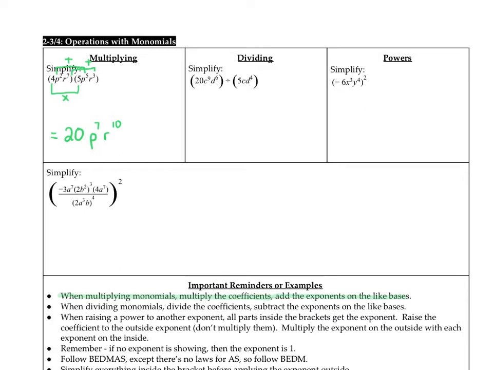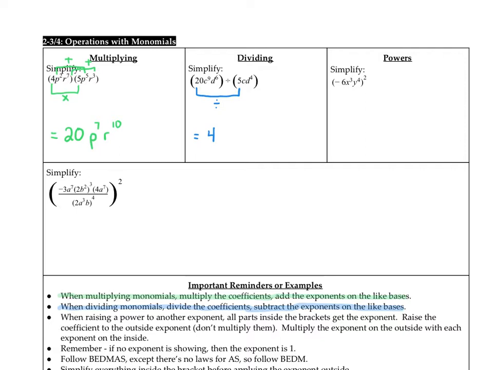Next, we're going to be dividing monomials. And when you divide, you're going to divide the coefficients, which are the numbers in the front, and you're going to subtract the exponents on the like bases. So the 20 and the 5 are coefficients, so those you're going to divide. 20 divided by 5 is 4.